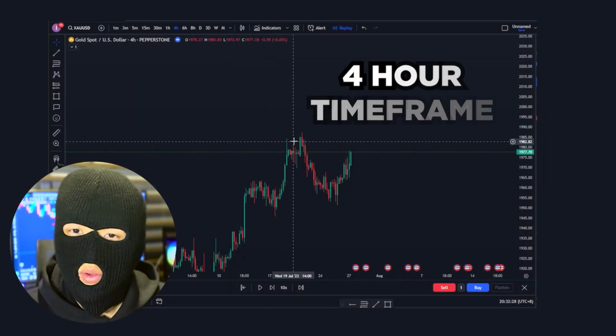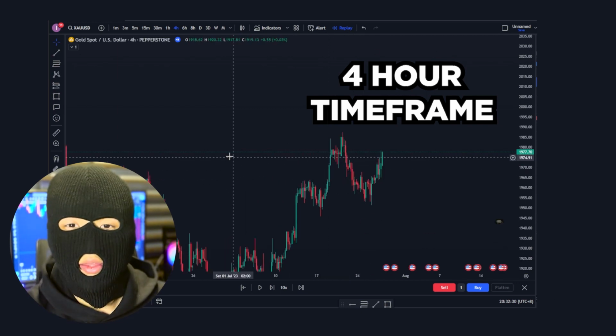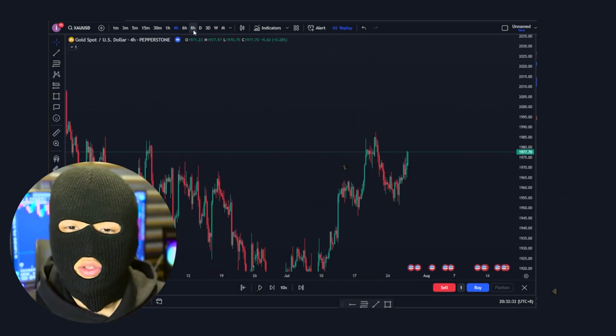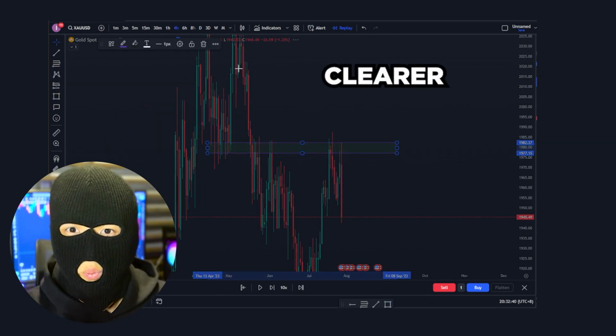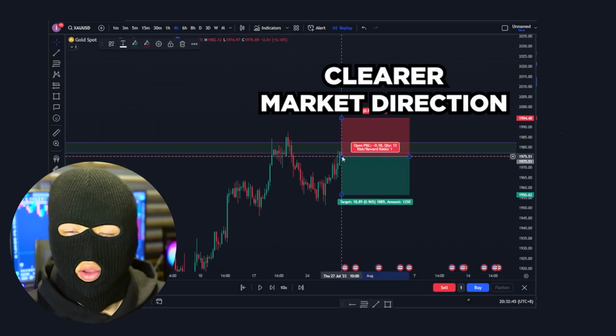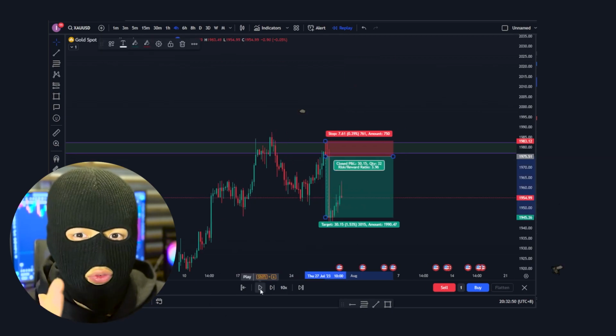Say you're on a 4-hour chart trading support and resistances, and now you're looking for a trade on the 4-hour. So what you should do is go to the daily time frame to have a clearer picture of where the market direction is going on the daily time frame before looking to take an entry on the 4-hour chart.